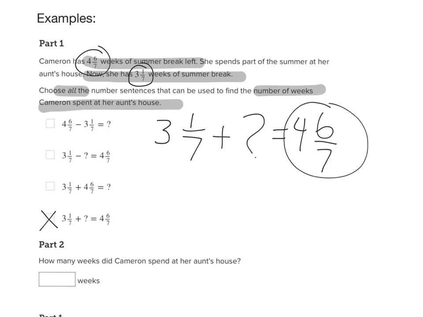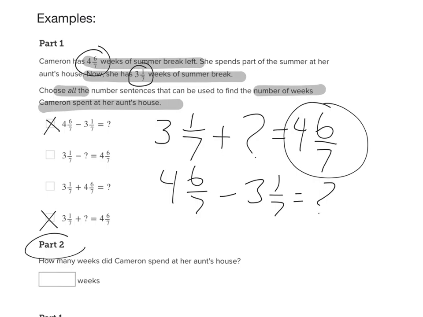So if I take my total, 4 6/7, and I take away 3 1/7, that will give me the number of weeks that Cameron spent at her aunt's house. Okay, and so that's the other correct answer. Now, to answer part 2, I need to actually do the problem, so I'm going to subtract the whole numbers. 4 minus 3 is 1. 6/7 minus 1/7 is 5/7. So there's the answer, 1 5/7 weeks.